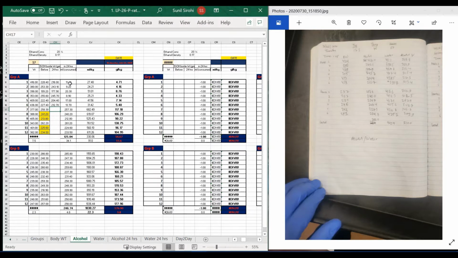So you see that it has automatically calculated ml per kg, ml consumed, ml per kg, 4.71 g per kg. So we care about the gram per kilogram. Why is it so important? Because ml per kg is just telling you how much they consumed, but grams per kg is telling the actual grams of alcohol, the quantity of the alcohol consumed. I mean, both can be used, but we just prefer ml per kg.